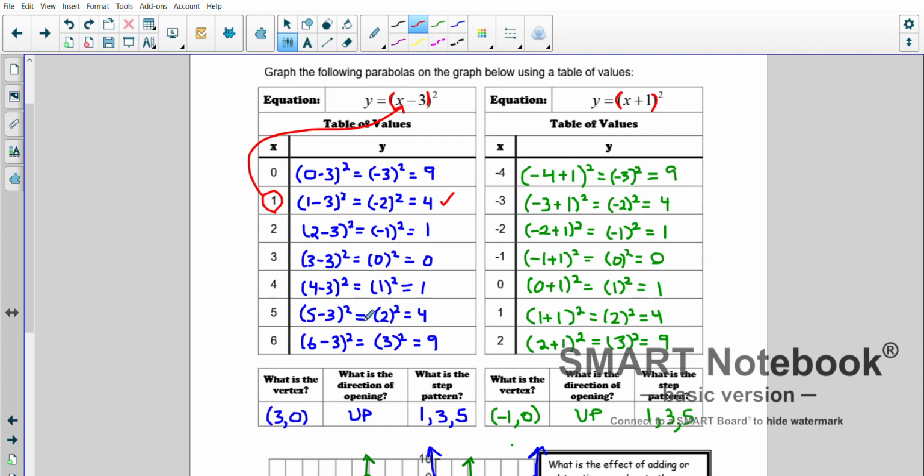Going over here, well, there is no k value added here, so if we assume that's a 0, the h value is not -3, it's actually +3. So the vertex of this should be +3, 0, and it is. The h value here is -1, so this is -1, 0 as the vertex.